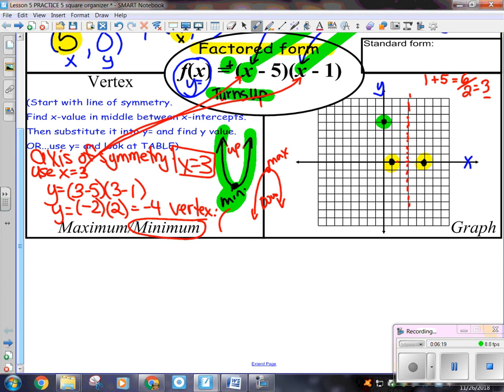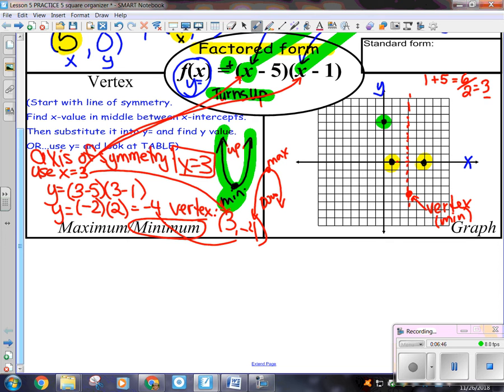Well, x was a 3, right? What's y? Negative 4. We just solved for our vertex using the equation. So over 3, down 1, 2, 3, 4. Boom. I now have my vertex on the graph. I know my vertex is a minimum on the graph.